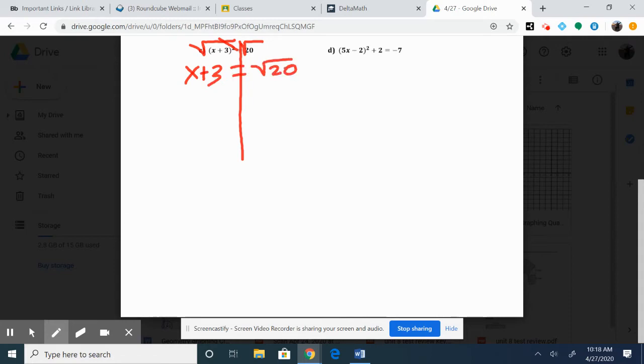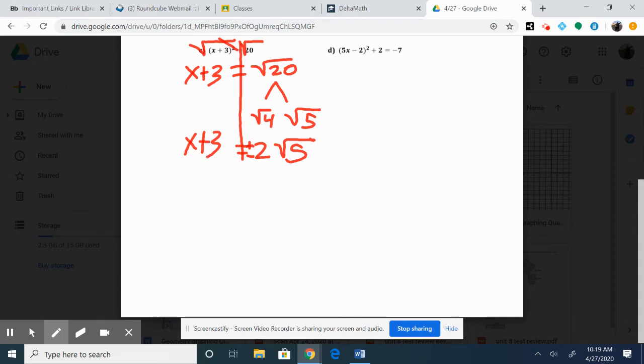Now the square root of 20 can be simplified by splitting it into the square root of 4 and the square root of 5. So taking the square root of 4, we have 2 square root of 5. And remember that it's positive and negative. And then x plus 3.